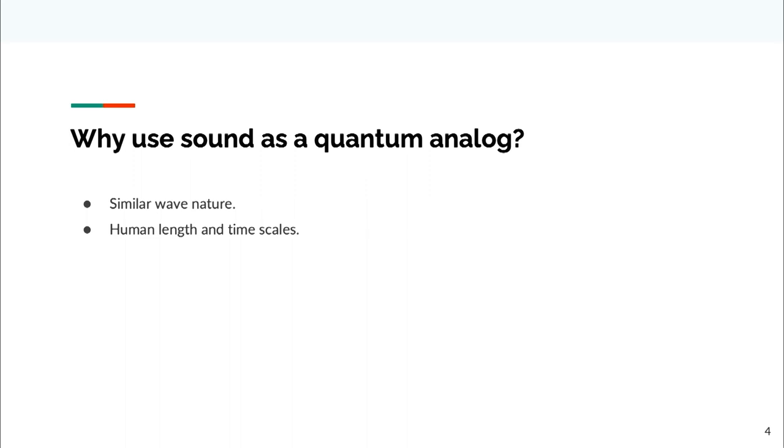Electrons at 300 Kelvin, at room temperature, have a thermal de Broglie wavelength of roughly 4 nanometers. Light has a wavelength of roughly 500 nanometers. Sound can have a wavelength on the order of 1 meter, 10 centimeters, stuff like that. It's the length scale that we can relate to. The equipment to produce this is very easily accessible. We can bring a speaker. We can't quite bring a fully functional quantum computer today, I'm sorry. And it's a lot of fun. It's a really good analogy.